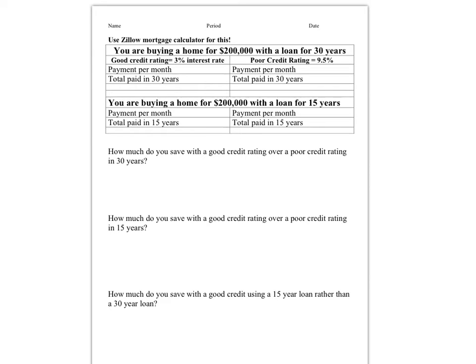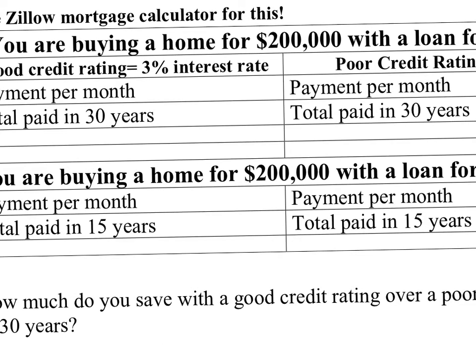So how do you do this? As I look at this, I see it says use Zillow mortgage calculator. Don't do that. Go to Google Chrome and type in simple loan calculator, Credit Karma. And that will bring you to this one. So remember, this is a $200,000 loan, and it's for 3% if you have good interest for 30 years. Go back here, and right in here, your payment per month, that is going to be $843.